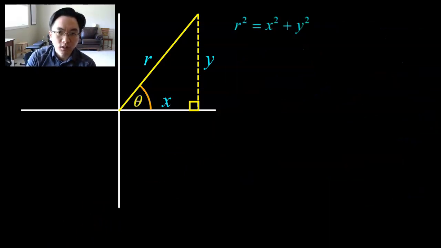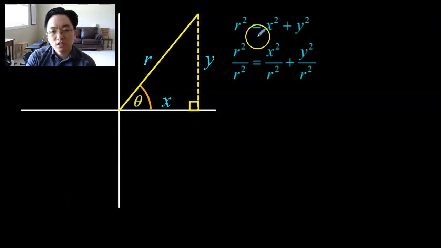Okay, from there, let's move on to another aspect of this triangle, which is that these three sides are related to each other by Pythagorean theorem, right? It is, after all, a right triangle. So x squared plus y squared equals r squared. I've written it this way.